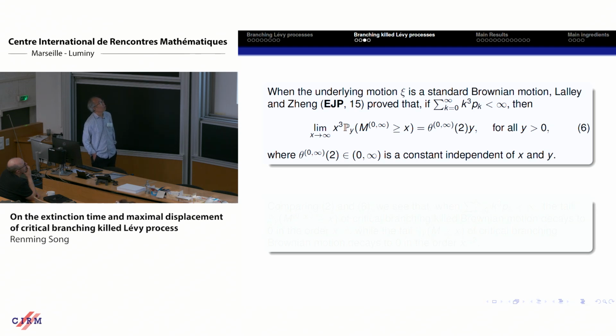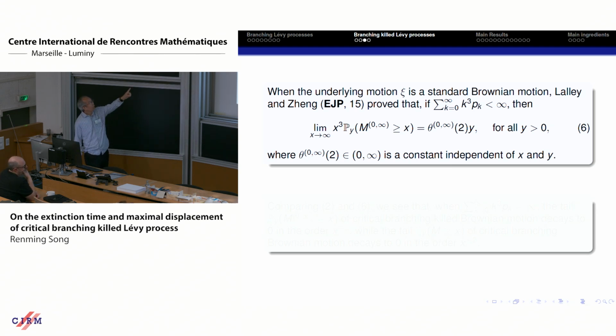Okay, when the underlying motion C is a standard Brownian motion, Lally and Zhang proved that, again under the third moment condition, the tail behavior of the all-time maximal displacement behaves like 1 over x cubed. And the limit is in terms of a certain constant times y.